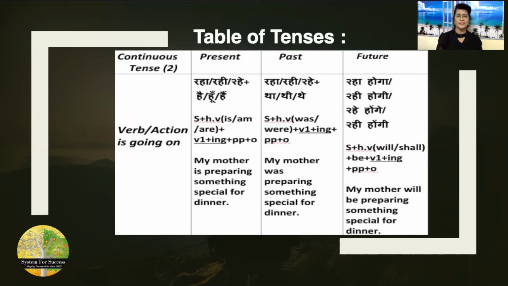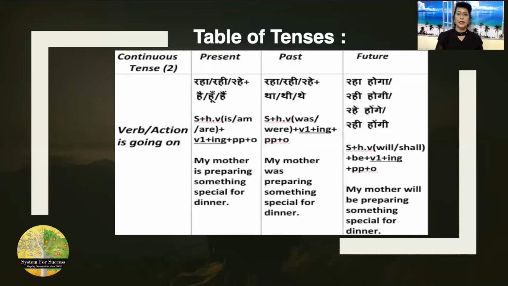Past continuous. Hindi translation, raha tha, rahe the, rahi thi. English formation, start the sentence with subject plus helping verb. There are 2 helping verbs, was and were. Was is used with singular and were is used with plural. But I के साथ में was, you के साथ में were. I was, he was, she was, you were. Once again, subject plus helping verb, was, were according to the subject. First form of the verb, ing, it will become one word, preposition and then object.